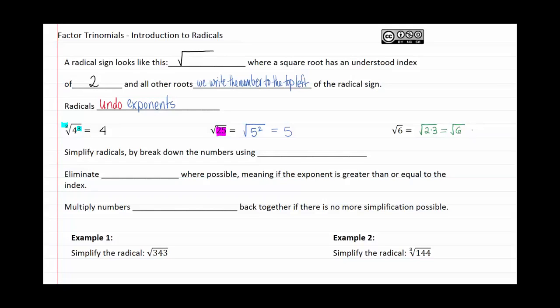Another way to evaluate this is by saying that it's a decimal equivalent to something. In fact, 2.449, etc. What this means is if you multiply this repeating decimal number by itself, you will get about 6 back, but it's not an exact number or a perfect square. Simplifying radicals means we need to break down the numbers using factoring, just like I did right here with 2 and 3 making 6.